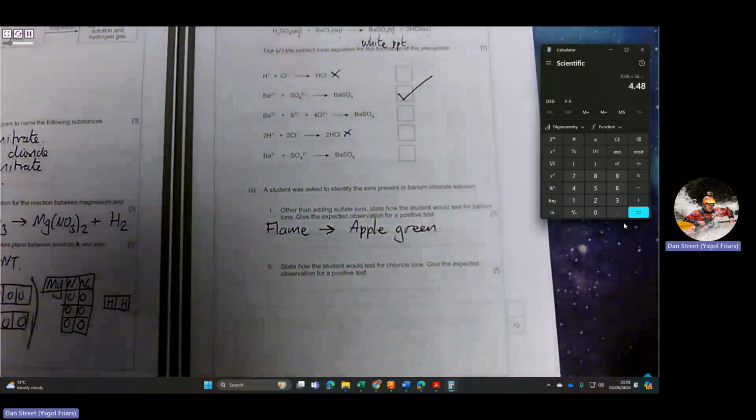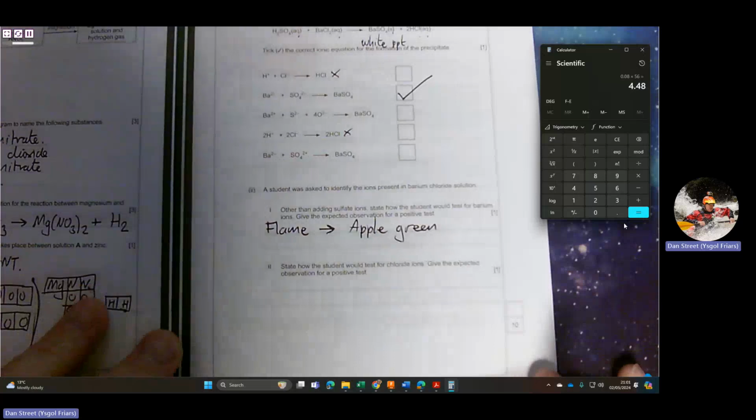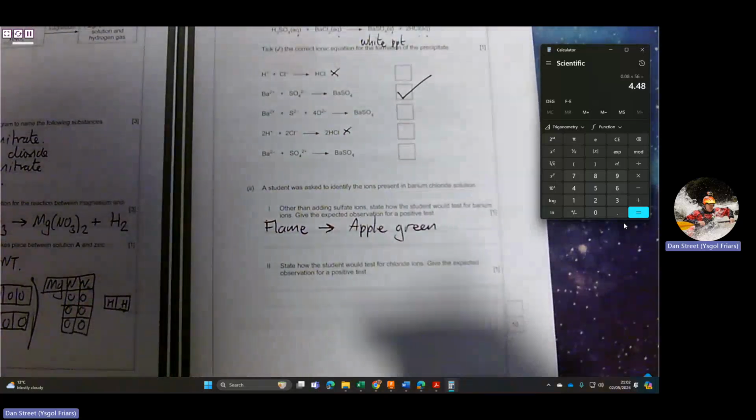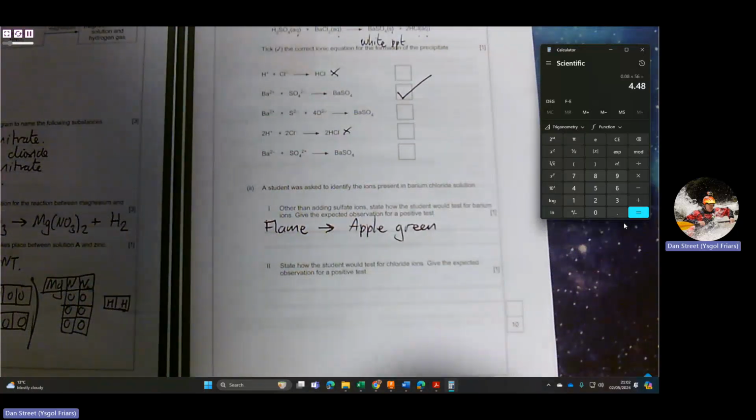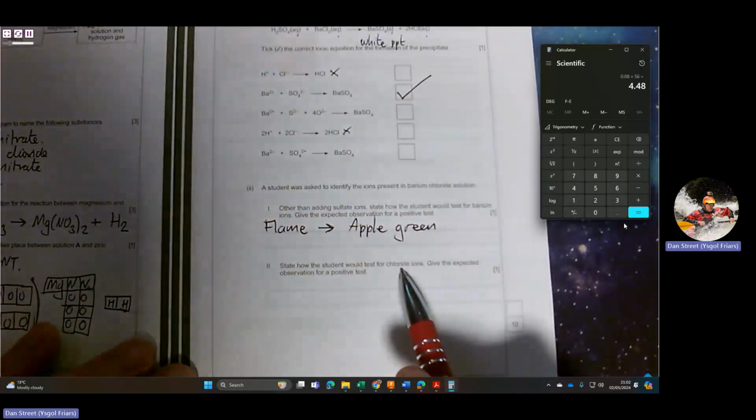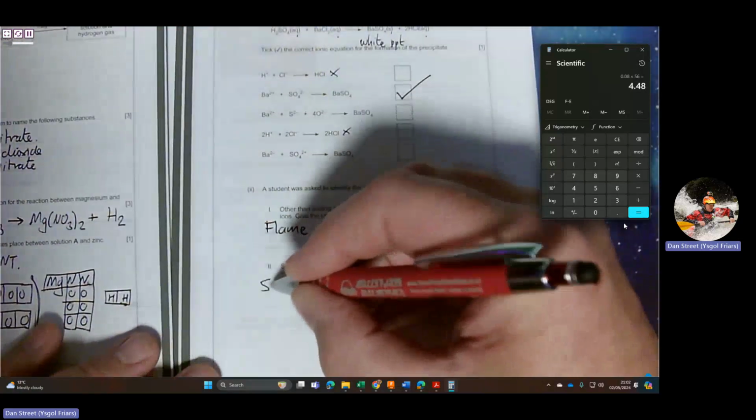That's a pure memory or knowledge question. There's very little information elsewhere in the paper for you to work that out. You just have to know your flame test colours. State how the student would test for the chloride ions and give the expected observation for a positive test. For chloride, there is another specific test which you do need to know, and that is silver nitrate.